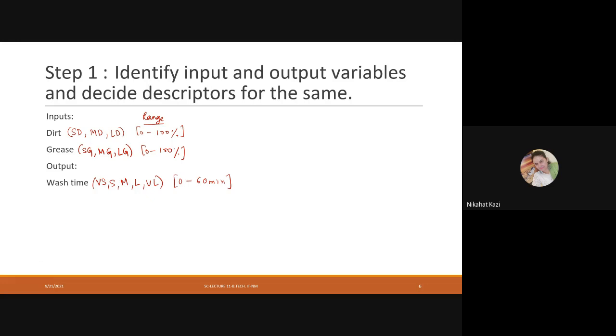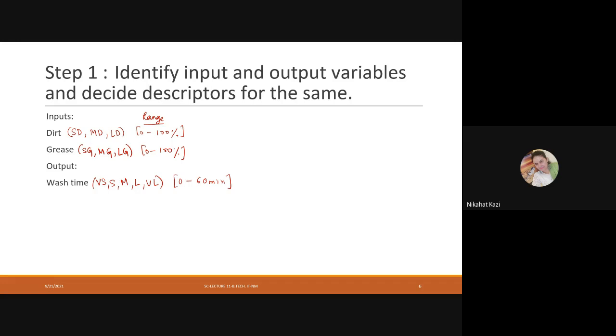So this is the first step: identify the input and output variables. Not only that, you have to also decide the descriptors for these and the ranges. When you're deciding the descriptors, at the same time, think of the range that you are actually going to work with.